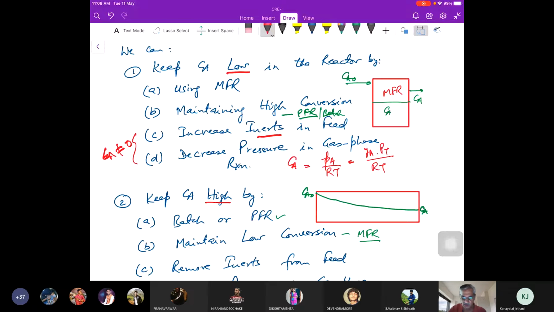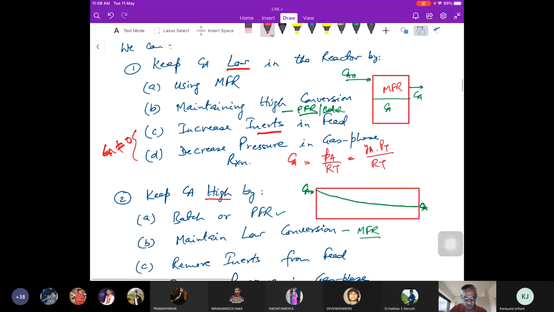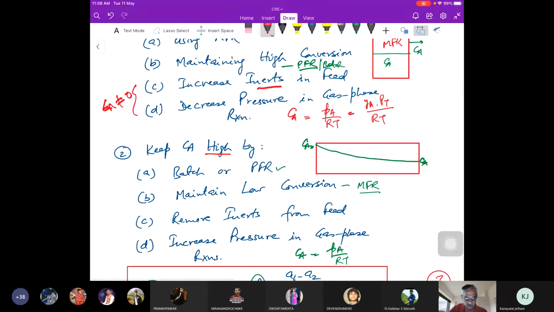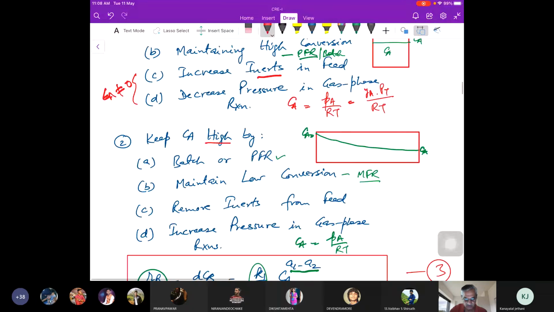Right. So if I reduce the pressure, total pressure reduces. That means CA will reduce. These are four ways, in different situations and depending on what the reaction is and what phase the reaction is in, that we can reduce the value of CA or concentration. And if you want to keep the value of CA high, then we either use batch or PFR, because the concentration is always higher in a plug flow reactor compared to a mixed flow reactor, and the same is true for a batch reactor. Or if you are using a mixed flow reactor, then you should use low conversion.